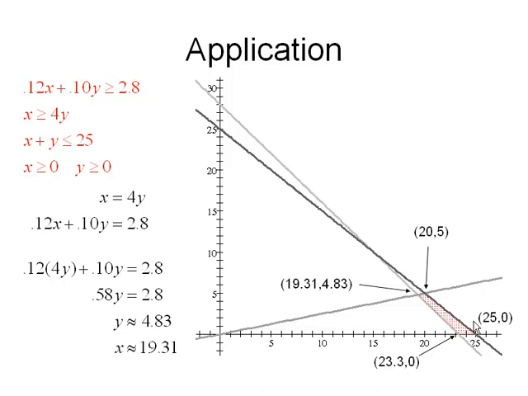The other corner points are fairly easy to find because they're just intercepts of some of the other lines. They're at 25, 0 and 23.3, 0. So now I have my feasible region. I have all my corner points. If this was part of a linear programming problem, it would be very straightforward to solve, and that's what we're going to do in the next section.